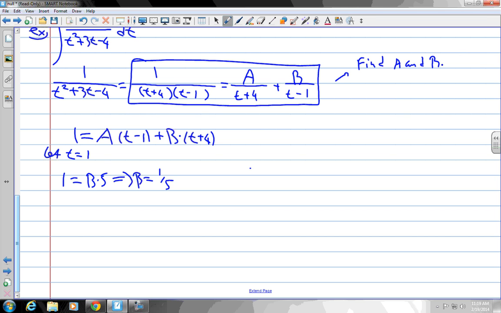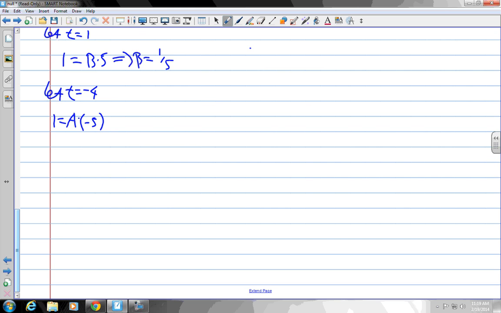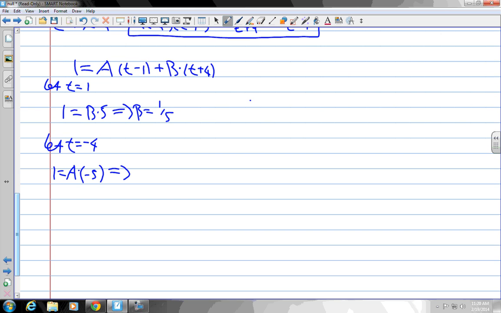Is that okay? So what else should I let t equal? Negative 4. Now b is gone. So you have 1 equals a times, if t is negative 4, negative 5. So a equals negative 1/5.